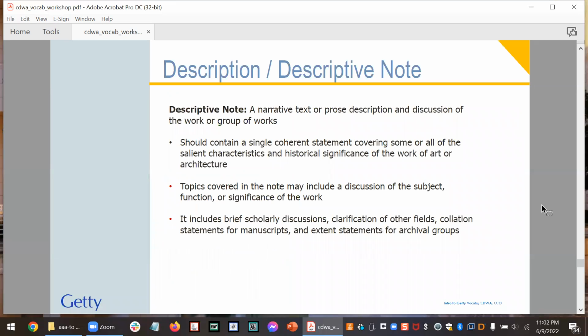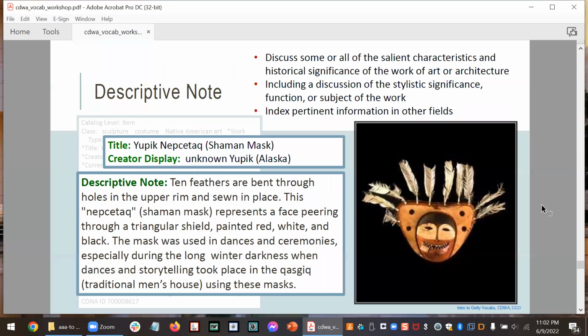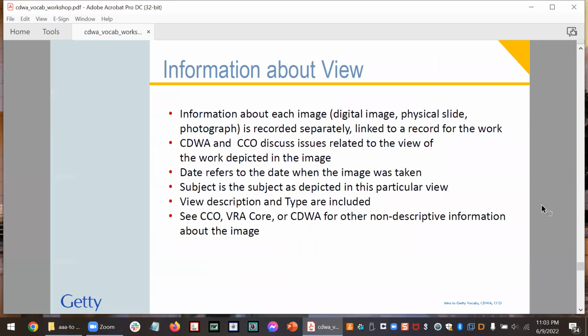Description, descriptive note. So this is a narrative text or prose, and so it should discuss the salient characteristics and historical significance of the work. Here in this descriptive note for this mask, it talks about the materials and how it was made and how it was used. And if there are terms in this note or concepts that are important for retrieval, you should index them in the appropriate field, for example, the materials here, because this note is not really of good use in retrieval. And then finally, information about the view.